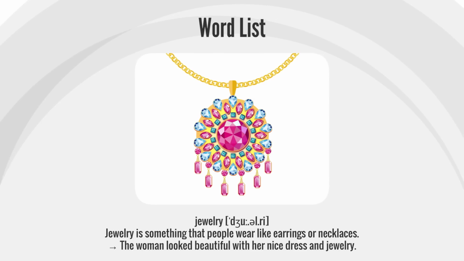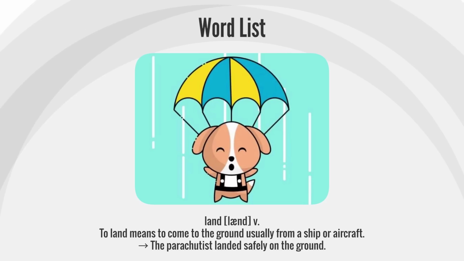Jewelry. Jewelry is something that people wear, like earrings or necklaces. The woman looked beautiful with her nice dress and jewelry. Land. To land means to come to the ground, usually from a ship or aircraft. The parachutist landed safely on the ground.